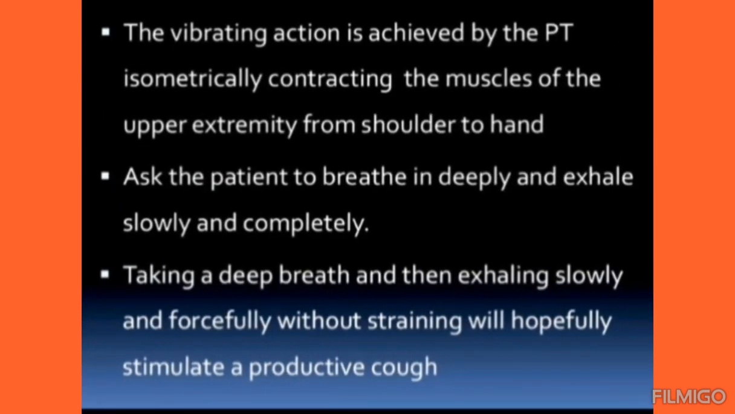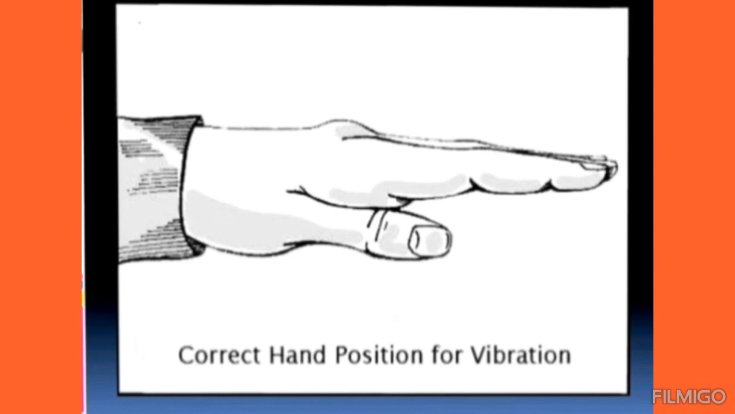The vibrating action is achieved by the physiotherapist isometrically contracting the muscles of the upper extremity from shoulder to hands. We ask the patient to breathe in deeply and exhale slowly and completely. Taking a deep breath and then exhaling slowly and forcefully without straining will hopefully stimulate a productive cough. So this is the correct position for vibration.